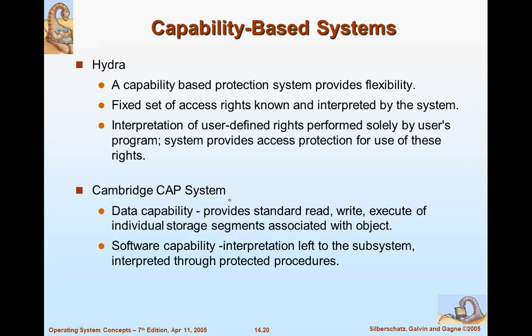The second one is the Cambridge CAP system, that is again based on certain capabilities. The first one is the data capability, and the second one is the software capabilities, based on which the system can specify whether you would be able to read, write, execute, or you can have the individual's storage or other privileges as well.